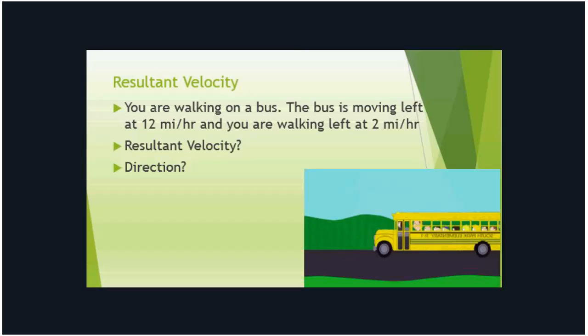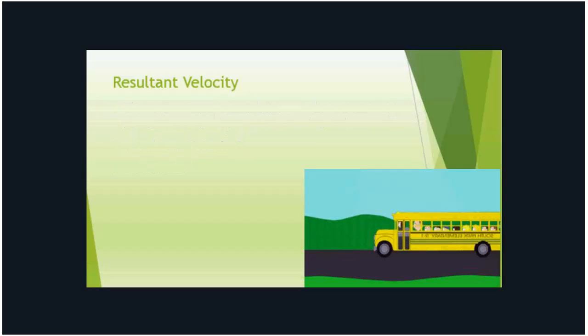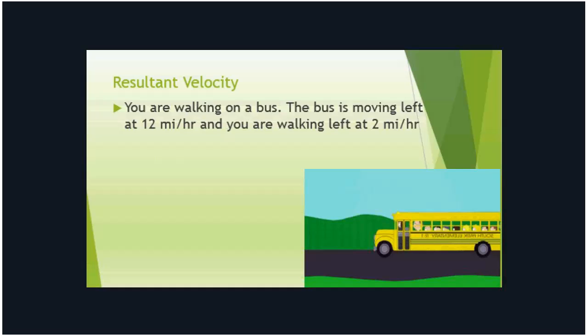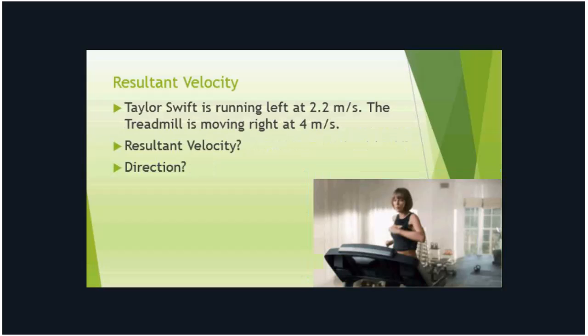So you are walking on a bus. The bus is moving left at 12 miles per hour, and you are walking left at 2 miles per hour. Left and left mean that those are the same direction, so I should be adding these numbers. 12 plus 2 is 14. The unit is already on there for you. It's 14 miles per hour. I pick the direction. If they're the same, you would use the direction you're given. So both are going left, you would use left. So they're going 14 miles per hour left.